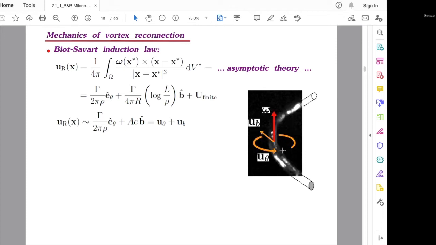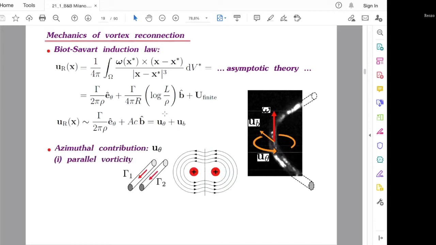If the vortex is straight, we have only the circulatory motion. If the vortex is bent, we have a secondary motion due to the binormal component. Now, I want to focus first on this azimuthal contribution only.